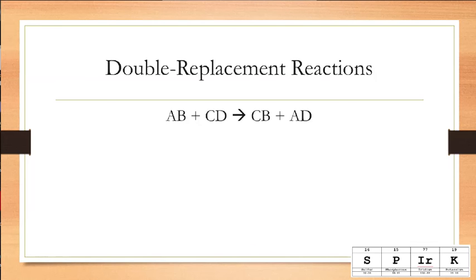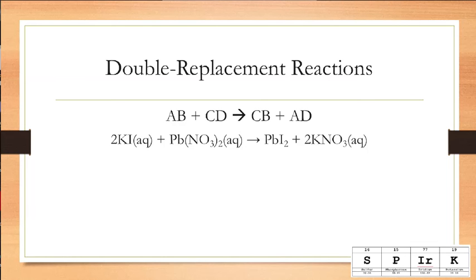So our general reaction for these is AB plus CD yields CB plus AD. What I like to do is think about them as AB plus CD, and I swap A and C and leave B and D where they are. So as we get into more equations, you'll see how this applies.